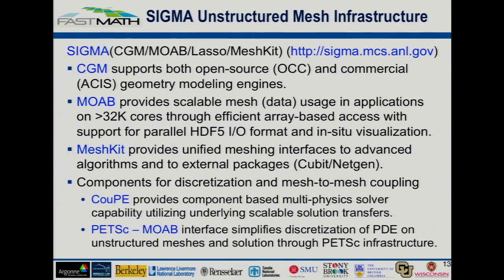So we've been talking about MOAB quite a bit, but Sigma contains a couple of other components in there. So one is CGM, which is the Common Geometry Module. It has the API and functionality to actually expose the actual geometry model underlying that you're trying to model. So we have several different format supports. So one is the open source OCC model, and we also have support for the ACIS model that's used inside Cubit quite a bit.